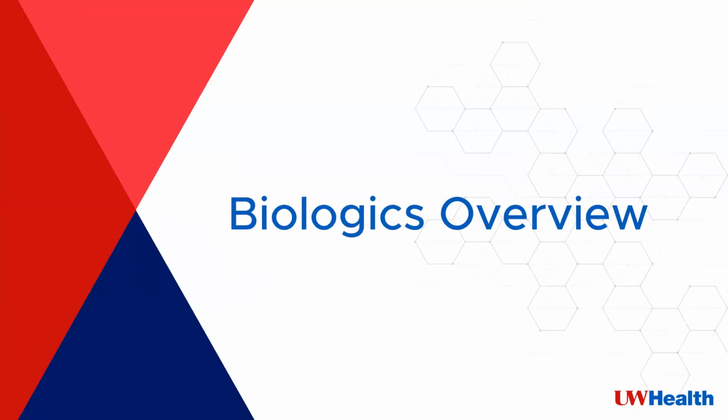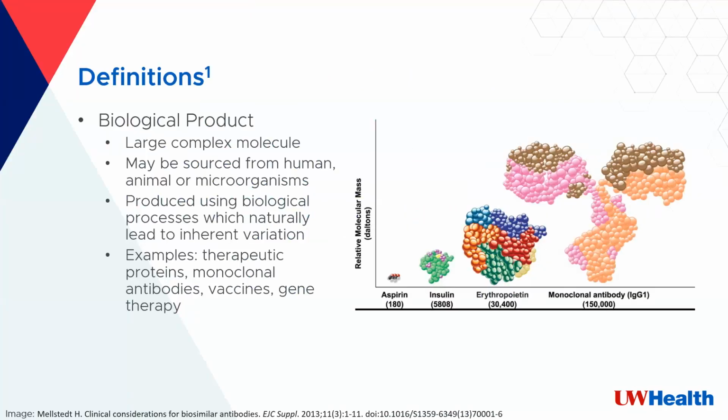So without further ado, let's begin with an overview of biologic medications. So to kick things off, I want to discuss what the definition of a biological product is. A biological product is a product characterized by both its size and its complexity. These products, unlike small molecule drugs, the majority of drugs on market, are derived from living organisms rather than being produced synthetically in large batches.